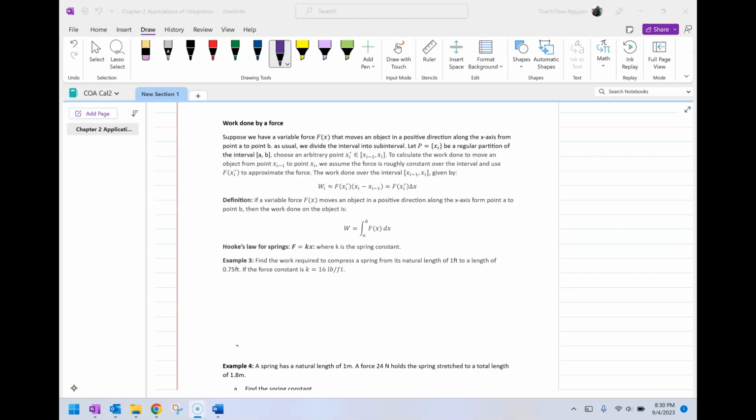So if a variable force f of x moves an object in the positive direction along the x-axis from point A to B, then the work done on the object is given by the integral from A to B of the force function f of x with respect to x.